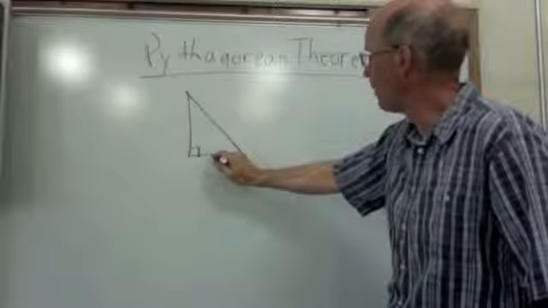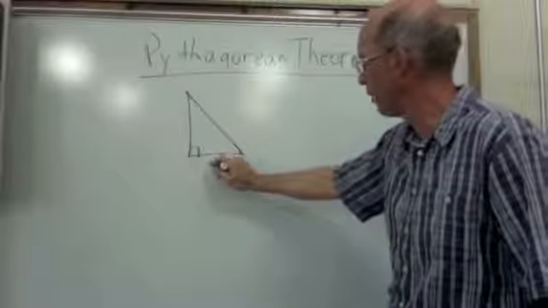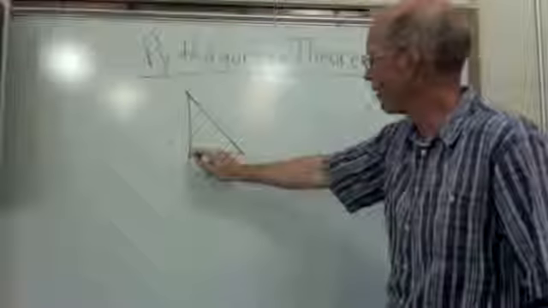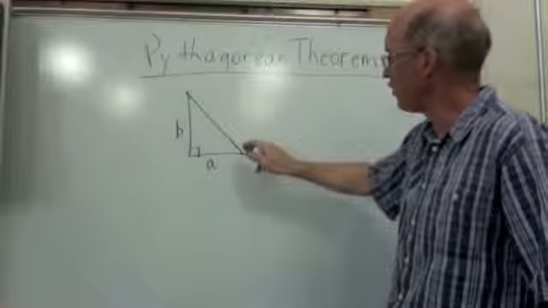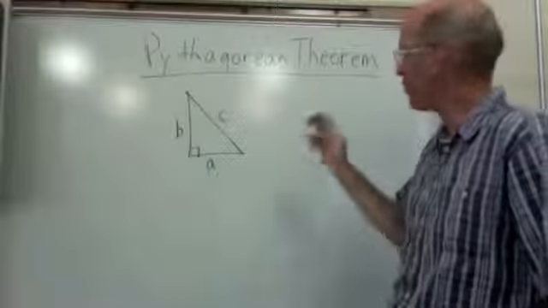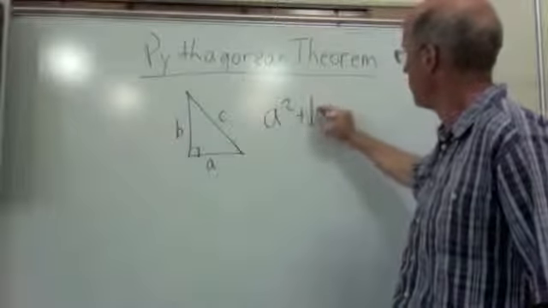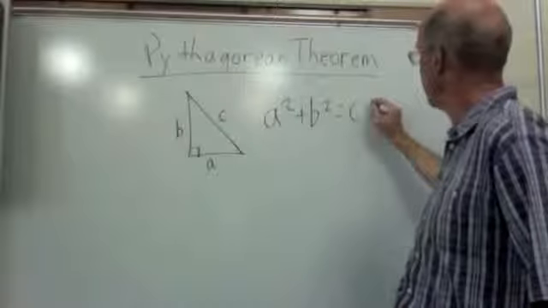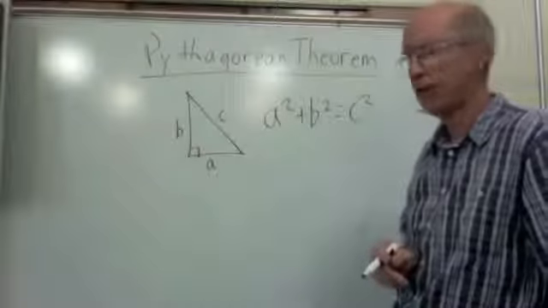we're going to call one of the legs next to the right angle A. The other leg next to the right angle, we'll call B. And then the longest side, which is called the hypotenuse, we'll call C. The theorem says A squared plus B squared equals C squared. That's all there is to it.